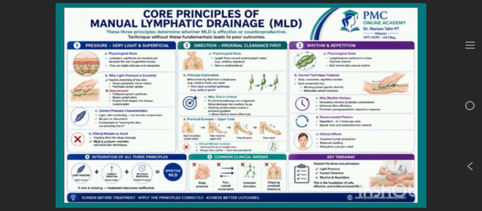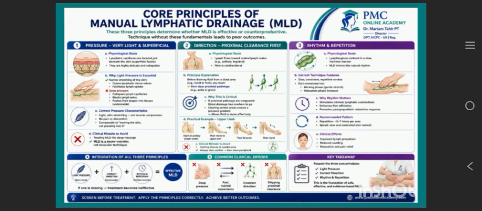So what are the common clinical errors? First error is deep pressure. Second is fast, rushed movements. Third is incorrect direction. And fourth is skipping proximal clearance. These four are the common clinical errors. You should be familiar with them.